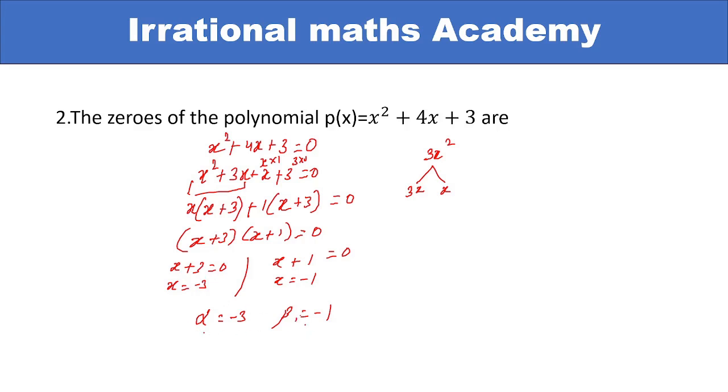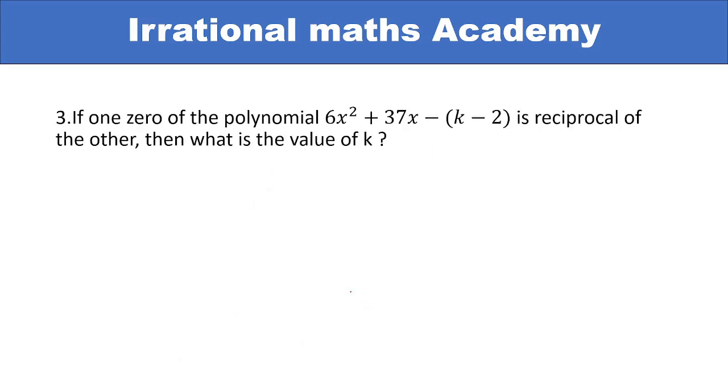So finally, what we need here? We need zeros of the polynomial. What are the zeros of the polynomial we got? Minus 3 and minus 1 are the zeros of the given polynomial. Next. If one zero of the polynomial is reciprocal of the other, then what is the k value?